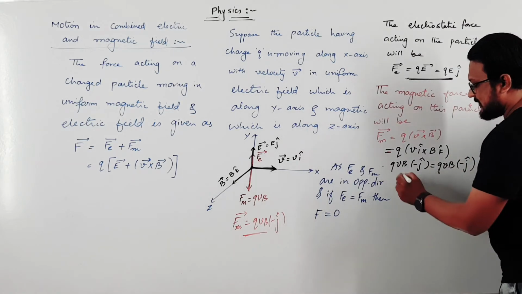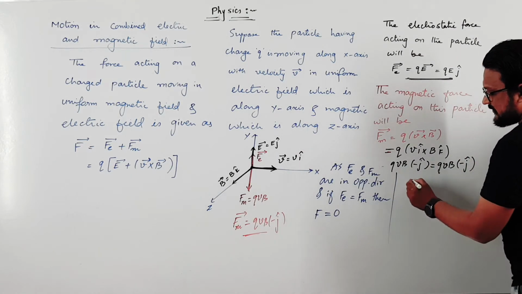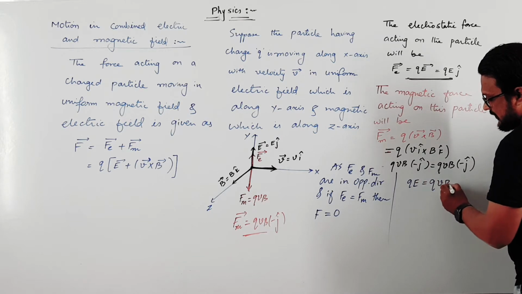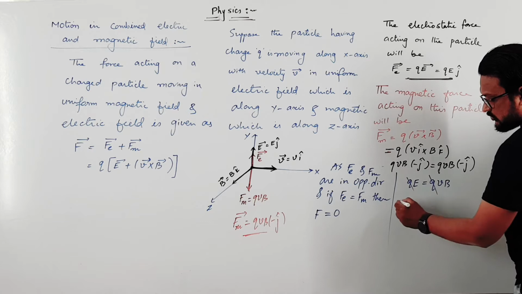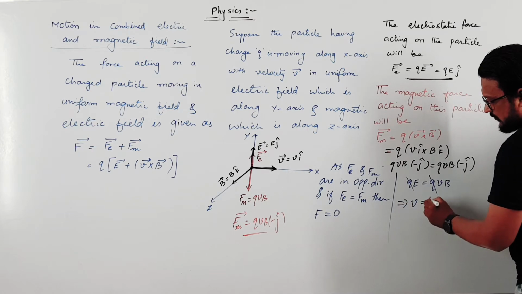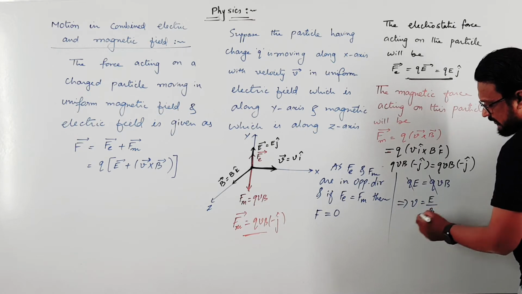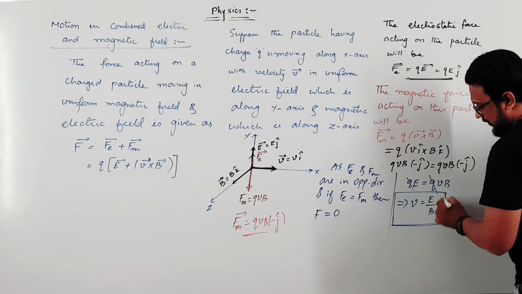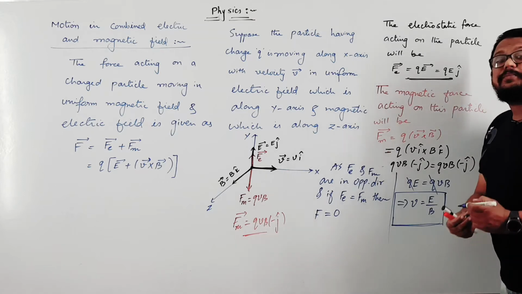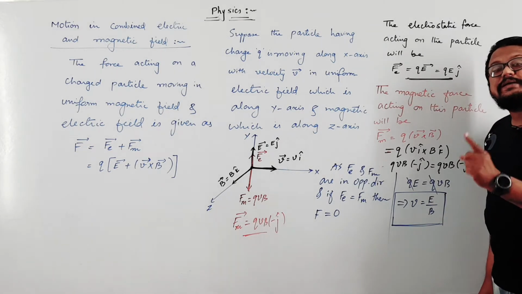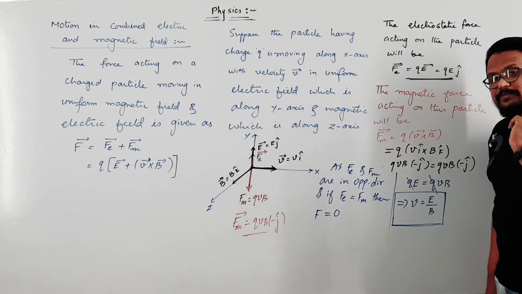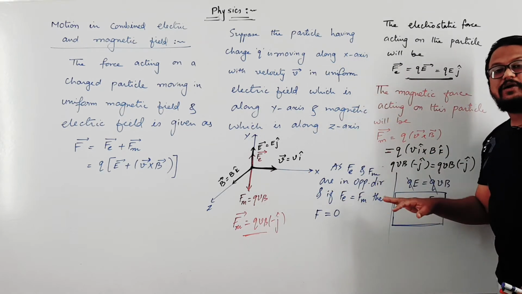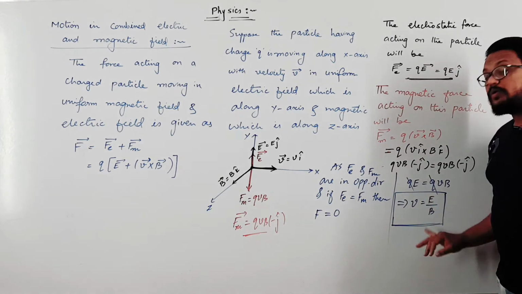So for this case, Fe is actually QE and that is equal to QVB. So Q will get cancelled out. So the velocity of the charged particle will be equal to E by B. This will be the velocity of the charged particle moving in electric as well as magnetic field. Remember, in this case all three are perpendicular to each other. There is velocity, electric field and magnetic field, all three are perpendicular to each other, and in that case for the given condition whatever we have discussed, V will be equal to E by B.